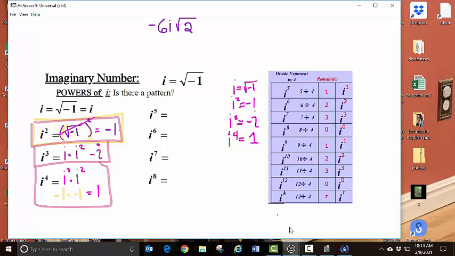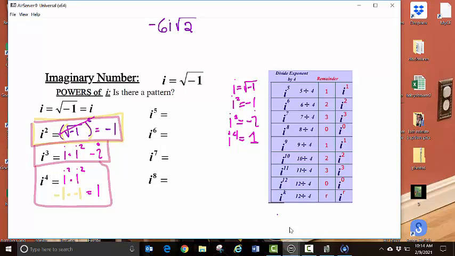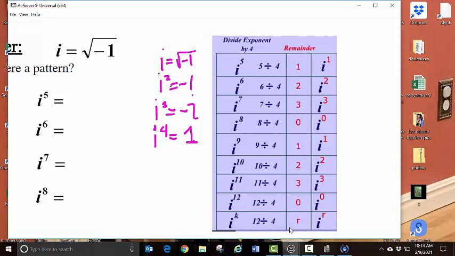So i to the fifth, think about this. Isn't this just the same thing as i to the fourth times i to the 1, right? There's 4 of them plus 1 more. But we already know that i to the fourth is 1. So 1 times i is just i. It's a pattern and it continues. Here's how you do it.